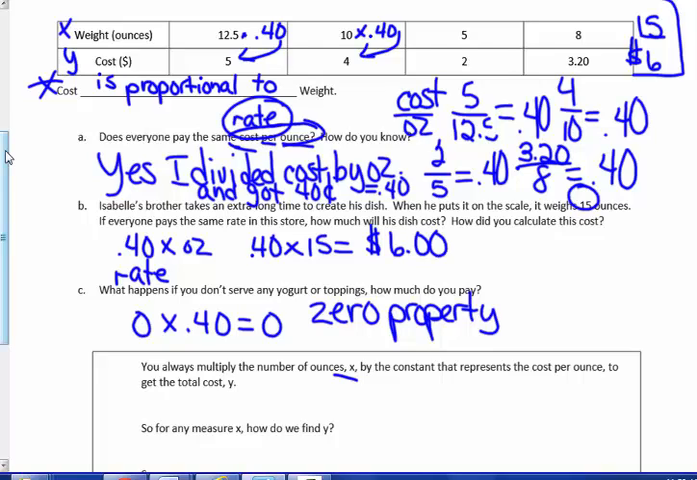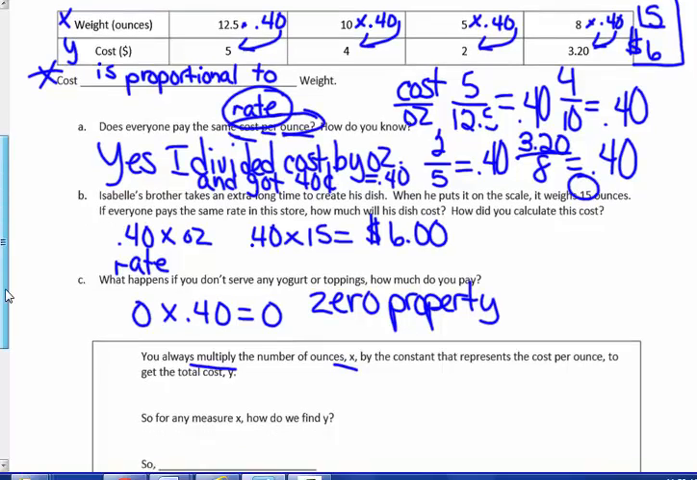If I take my 5 ounces of yogurts and toppings, and I multiply it by 40 cents, it's going to give me $2. Same thing. 8 ounces of toppings and yogurt times the 40 cents will give me $3.20. So you can figure out if this is a proportional relationship by multiplying or by finding the rate, dividing.